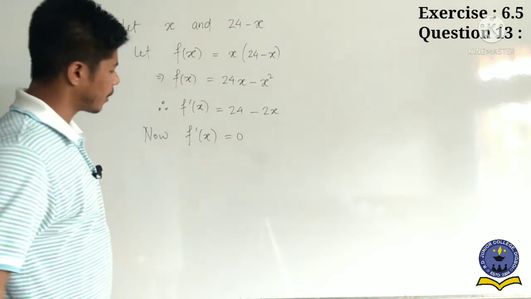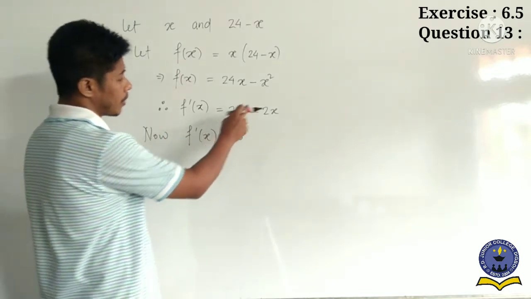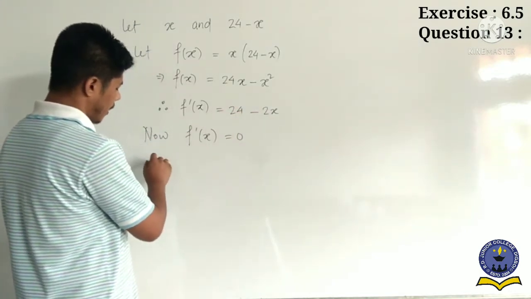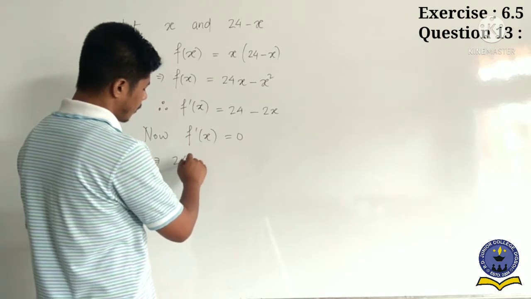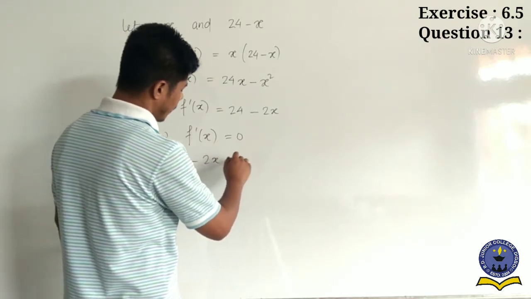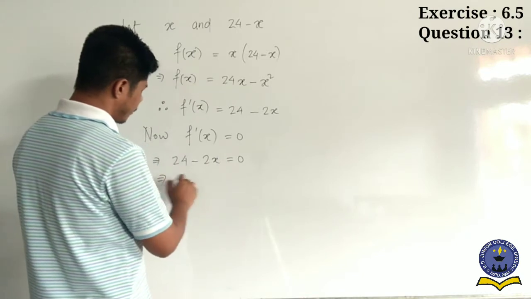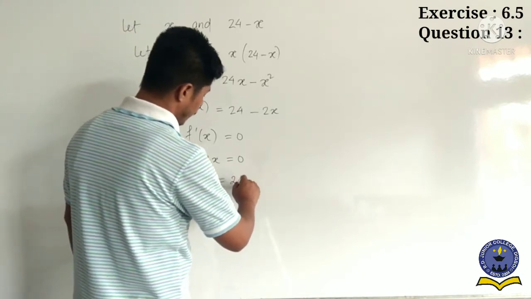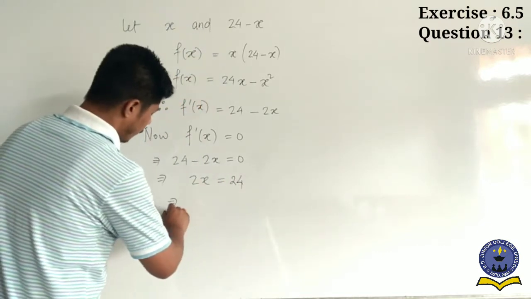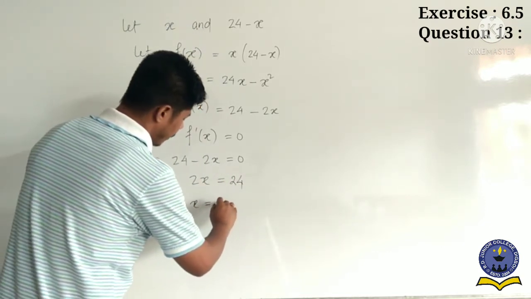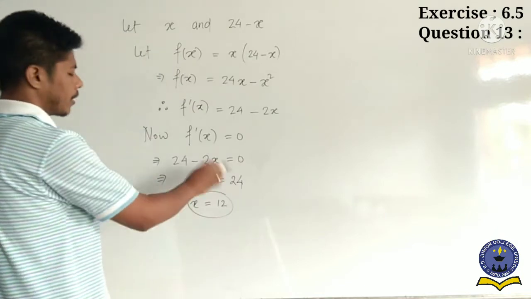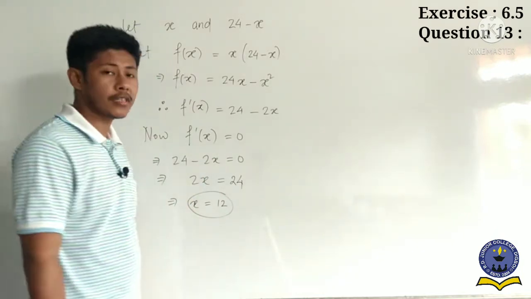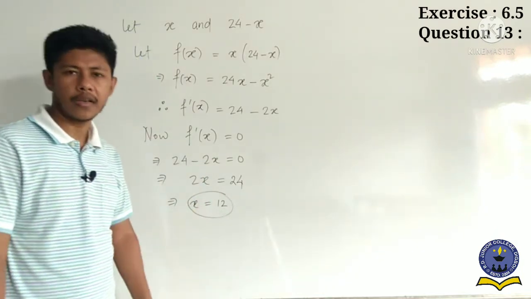When we write f dash of x equals 0, in place of f dash of x we put this value, so 24 minus 2x equals 0. Rearranging, 2x equals 24, and from here we get x equals 12. So we get the critical point: x equals 12.